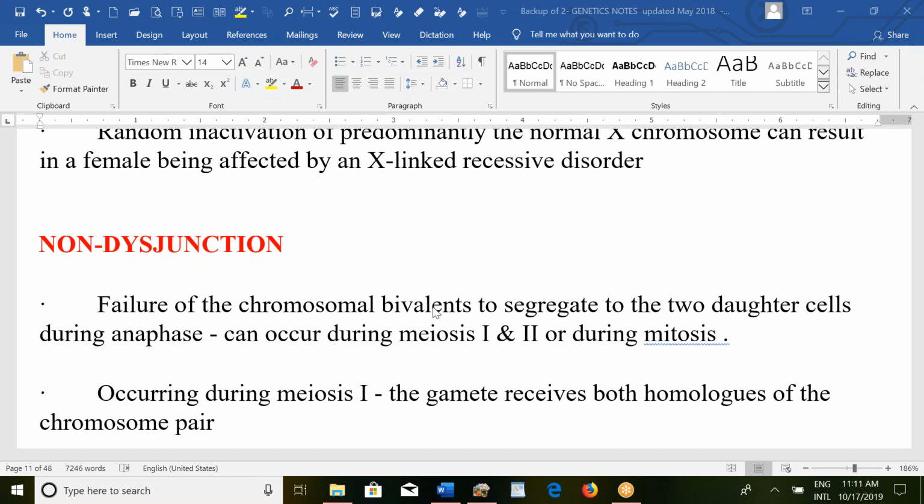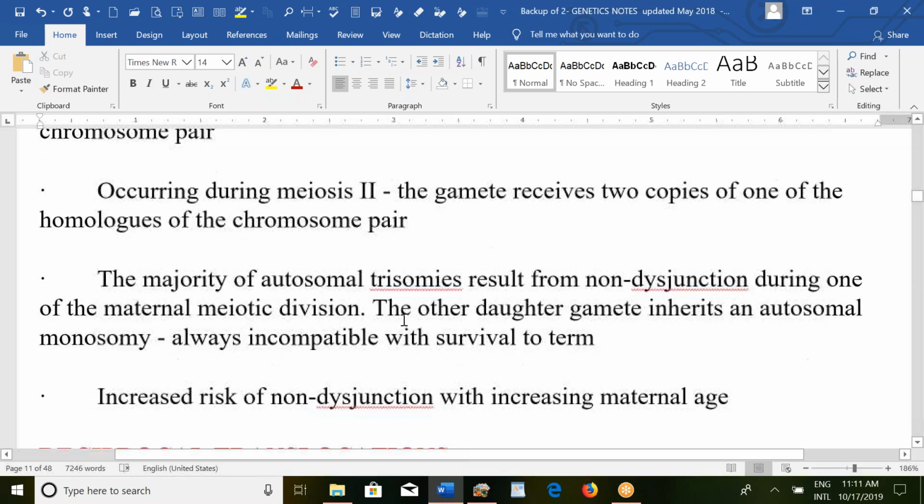Okay. So non-disjunction. It means failure of the chromosomal bivalents to segregate to the two daughter cells during anaphase. It can occur during meiosis 1 and 2 or during mitosis. So non-disjunction can occur both during meiosis and mitosis. In which stage? Important to remember, anaphase. Occurring during meiosis 1, the gamete receives both homologues of the chromosome pair. If it occurs during meiosis 2, the gamete receives two copies of one of the homologues of the chromosome pair.